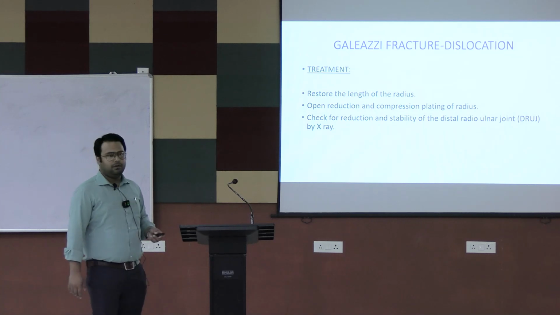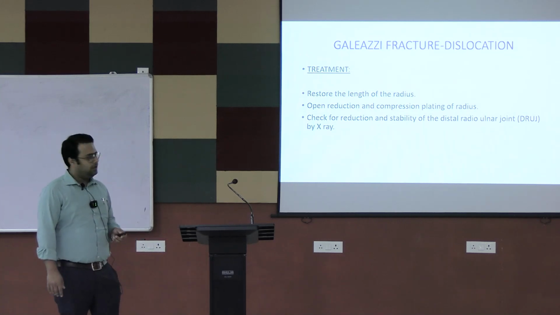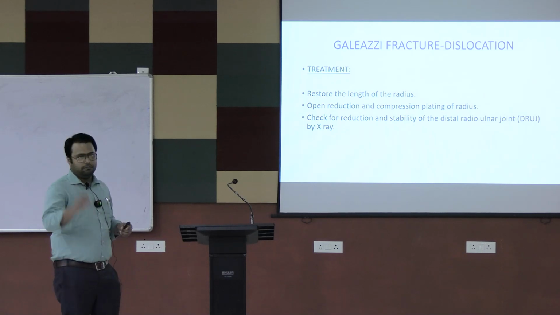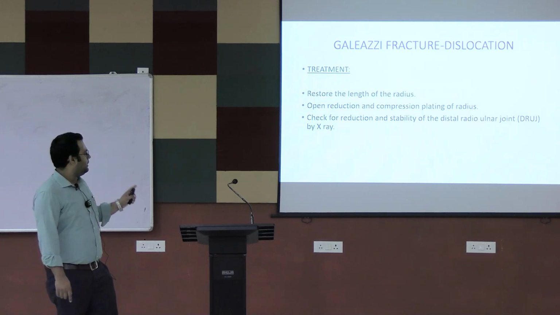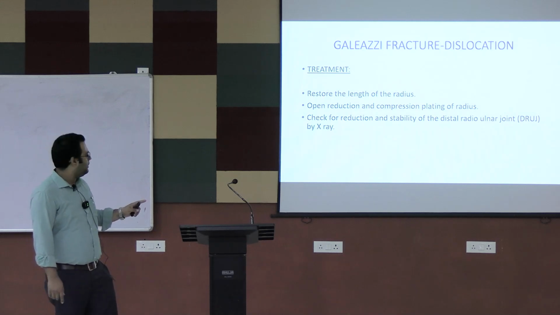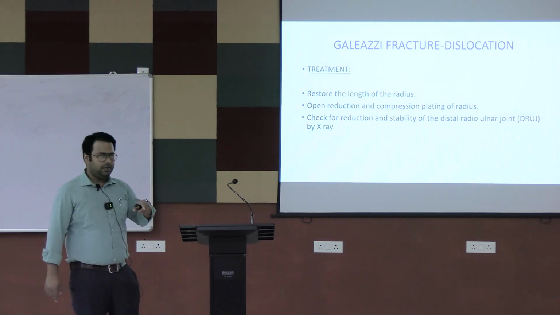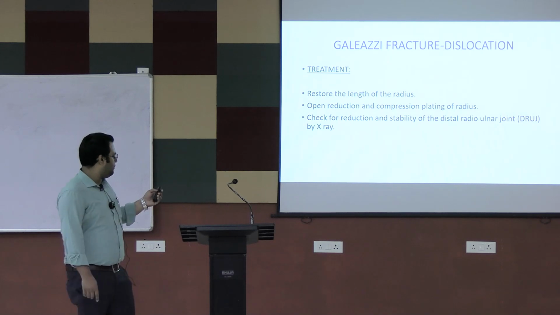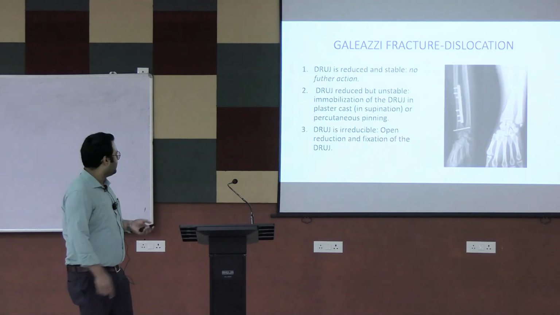Lastly comes the treatment. Once again, restoring the length and proper bowing of the radius is very important. Only then will the ulnar head come back to its normal position. Open reduction and compression plating of the radius is done. And then what we do is we check in the OT X-ray whether proper reduction and stability of the distal ulnar joint has been obtained.